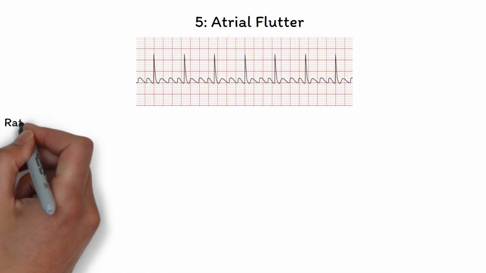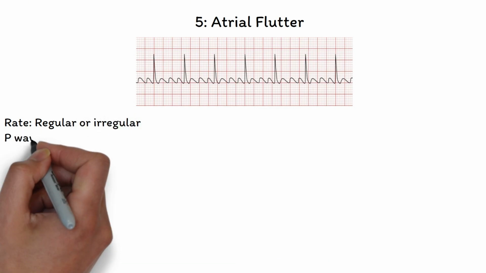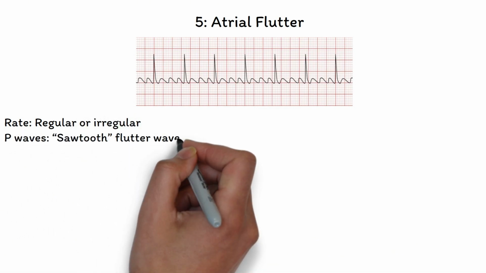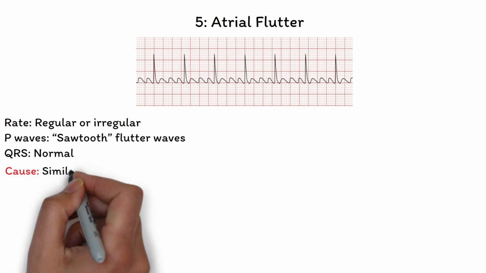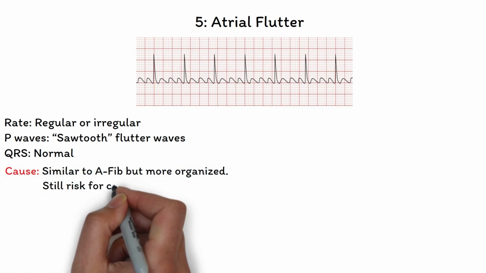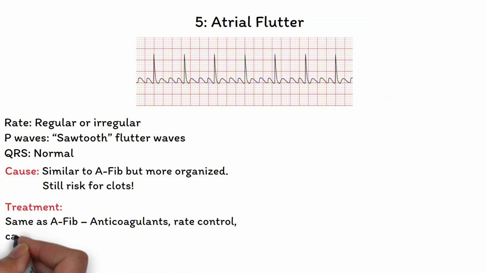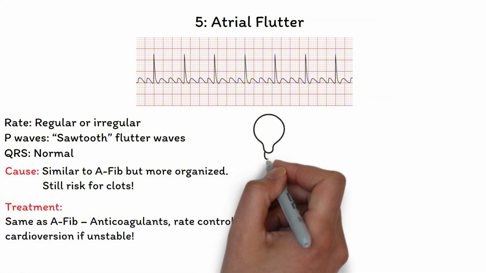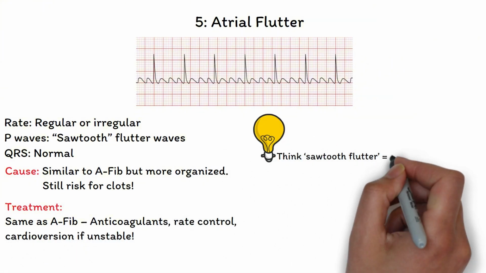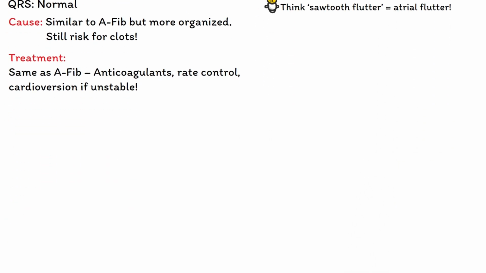5. Atrial flutter: rate regular or irregular, P waves are sawtooth flutter waves, QRS normal. Similar to AFib but more organized, still a risk for clots. Treatment is the same as AFib: anticoagulants, rate control, cardioversion if unstable. NCLEX tip: think sawtooth flutter equals atrial flutter.